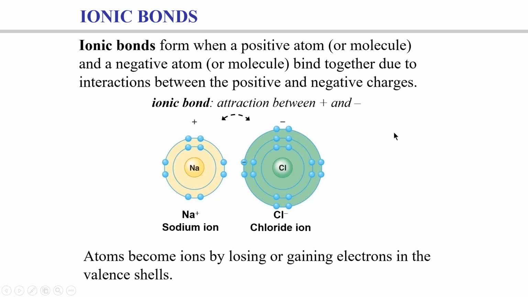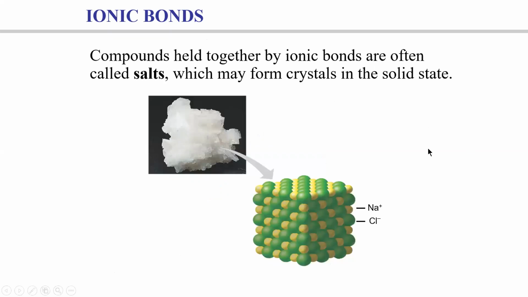So atoms become ions by losing or gaining electrons in the valence shell, and then once they've lost or gained the electron, if you get a positive ion near a negative ion, they're going to stick together by the charge attraction. And this is just an aside: compounds that are held together by ionic bonds are often called salts, and they're crystals in the solid state. Compounds held together by ionic bonds are generally going to separate into the ions when you dissolve them in water. Covalent bonds are stronger than ionic bonds, and they're generally not going to separate in water, but ionic bonds often are. We'll talk a little bit about how that works later.